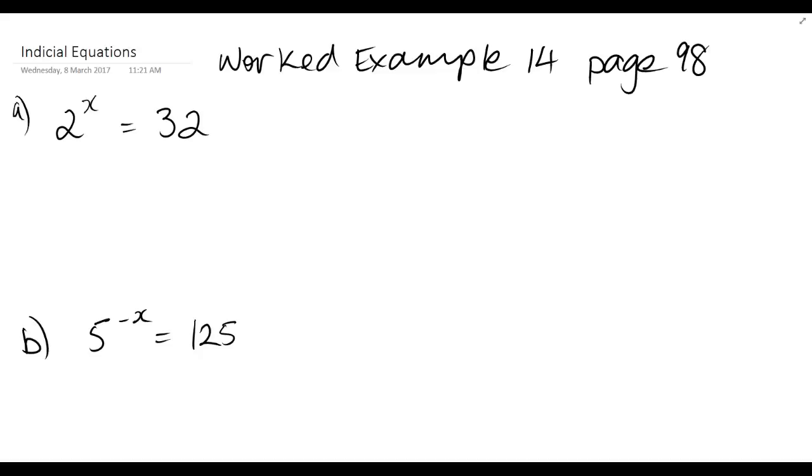Indicial equations are just equations where the unknown is the index. For example, in question 14a, we've got 2 to the power of x equals 32. If I can rewrite the right-hand side as 2 to the power of something, then I will be able to find what x equals. I know that 32 is 2 to the power of 5. So if 2 to the x equals 2 to the power of 5, my indices must be equal. Therefore, x equals 5.